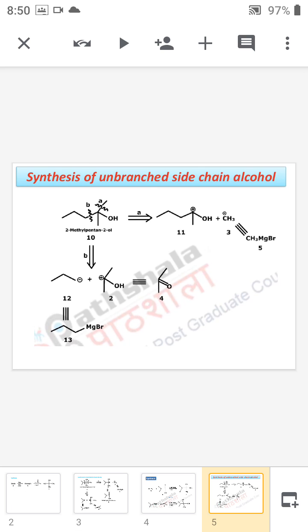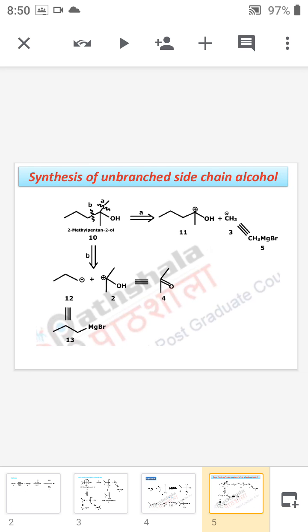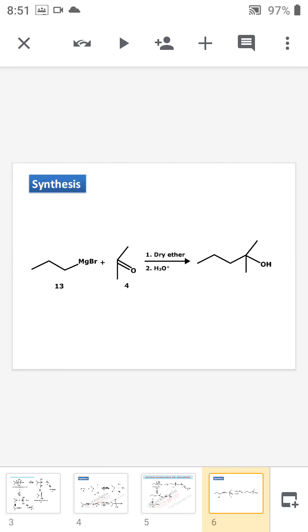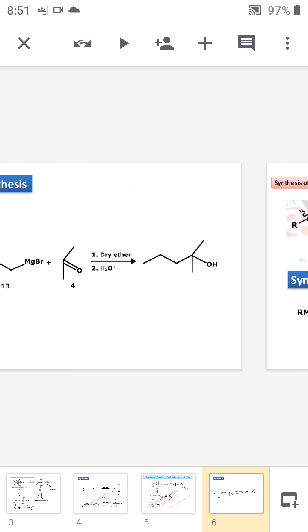The 11 is equivalent to the ketone. And similarly, if it follows B, we will get a Grignard reagent and a ketone as the other pair. So we have to always remember that if the target molecule is a tertiary alcohol, and you are doing 1,1 CC disconnection, the starting materials must be a ketone and a Grignard reagent. Now we are moving into the synthesis. This is the synthesis for the above target molecule. That's a very simple method.